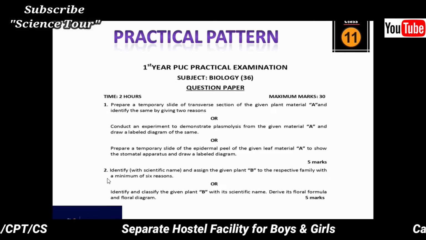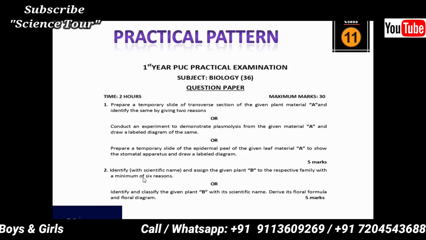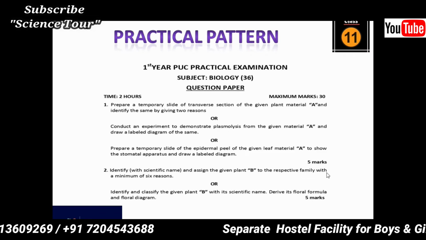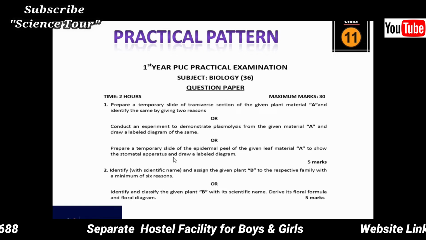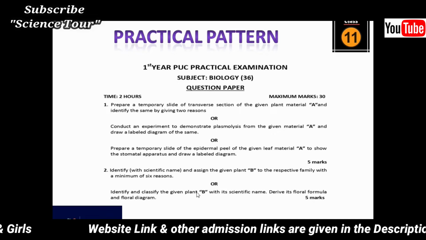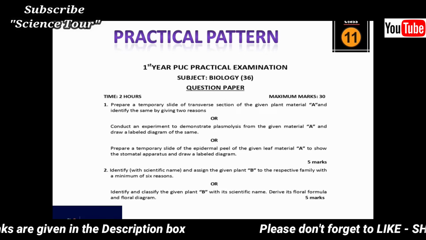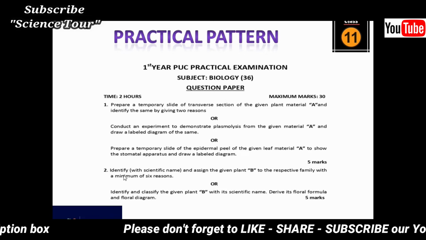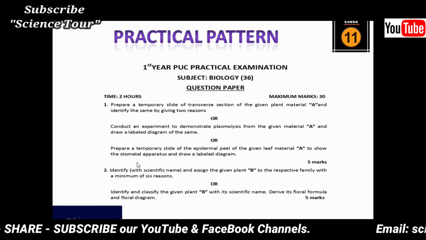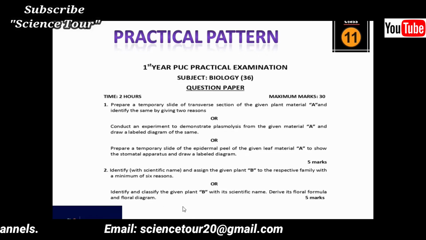Next, coming to question number 2. Here also there is a choice. Identify with scientific name and assign the given plant B to the respective family with a minimum of 6 reasons, or identify and classify the given plant B with its scientific name. Derive its floral formula and floral diagram. What is that scientific name, which plant material, what family, what are the reasons, all these things will be explained in your practical classes.